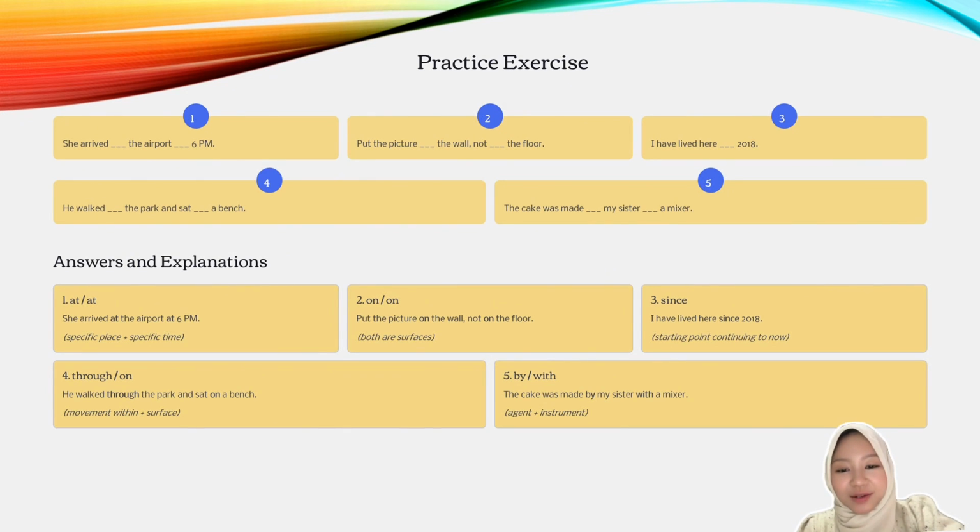And the last one, the cake was made my sister a mixer. The correct answer is by my sister and with a mixer. In passive sentences, by is used to show the person who performs the action. In this case, the sister. Meanwhile, with is used for the instrument or tool used to do the action.